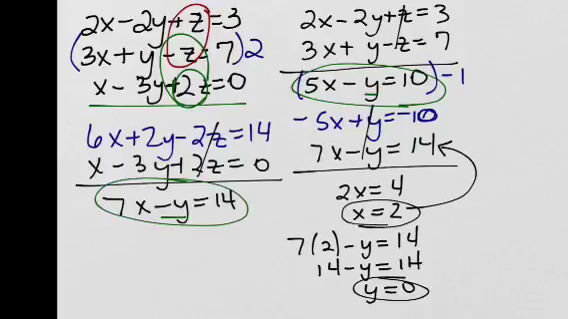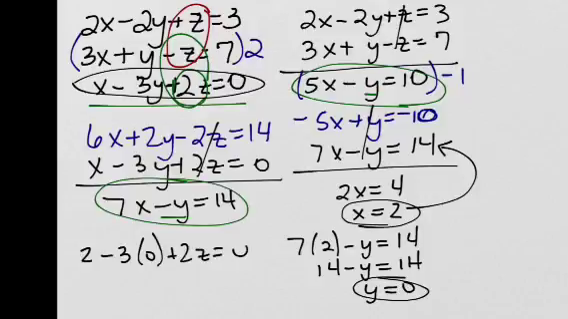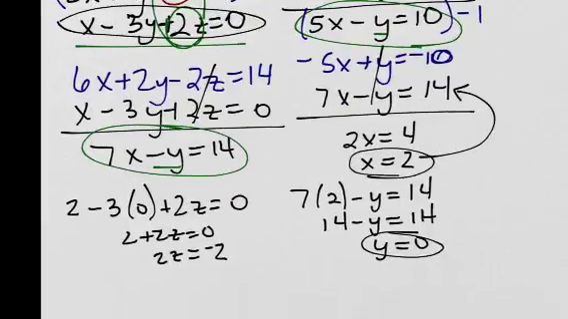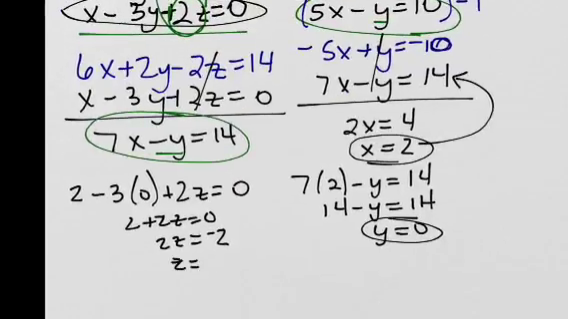Now that I know x and y, I can back substitute into any one of my original equations. I'm going to pick this one. So that gives me, instead of x, 2, minus 3, subbing in 0 for y, plus 2z equals 0. 2 plus 2z equals 0. 2z equals negative 2. So z equals negative 1. As a coordinate triple, I get 2, 0, negative 1 as my solution.